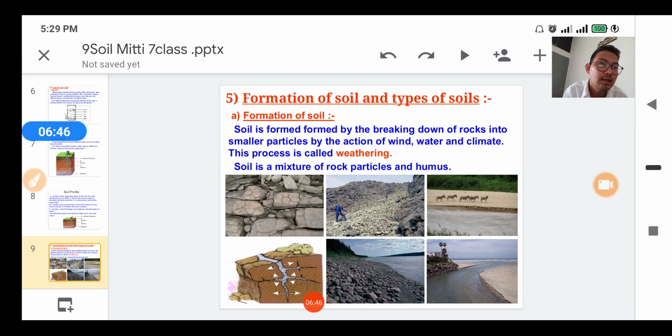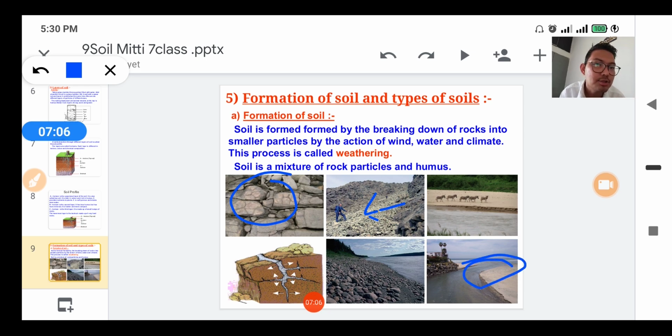So here you see in the pictures it is shown how these big rocks slowly get converted into small pieces of rocks, and finally it gets converted into soil. Because the fast stream of water cuts and grinds the small pieces of rocks, then it slowly gets converted into sand and soil.